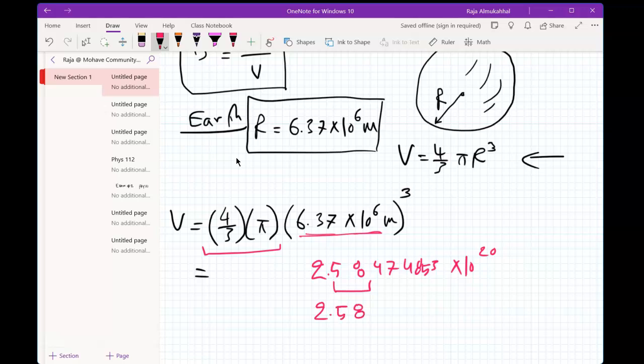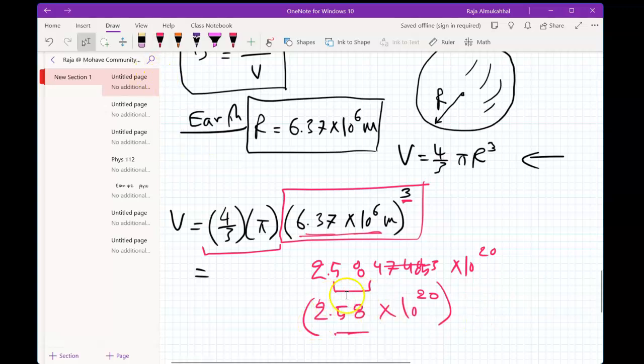So if I want to write it down, this will be 2.58 times 10 to the 20. There we go. So that's basically this quantity, the radius cubed. I get this. Now the next step is to multiply this number by 4/3 times pi.